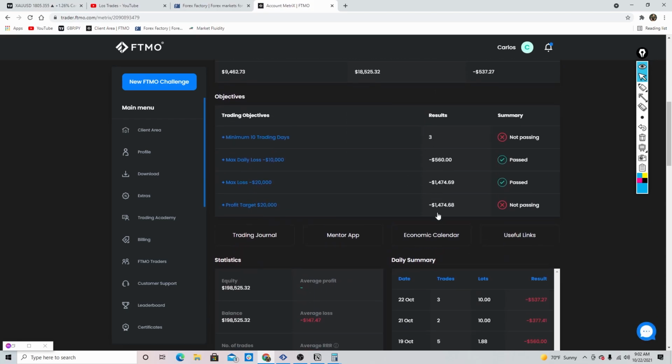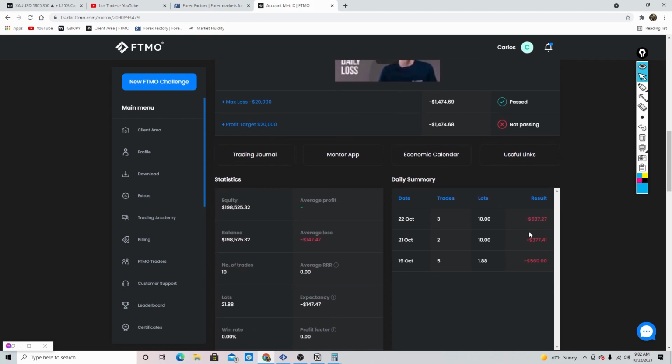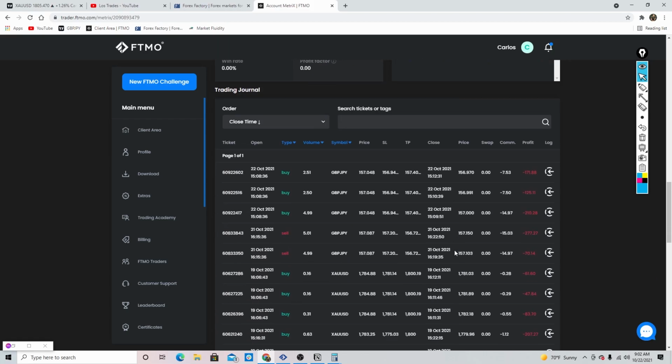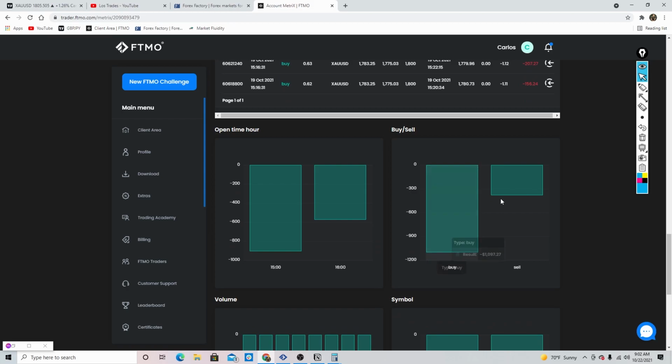I've only been trading for 3 days. Max daily loss 560, and I've lost a total of 1474. Yeah, 1474. So, you know, it is what it is.